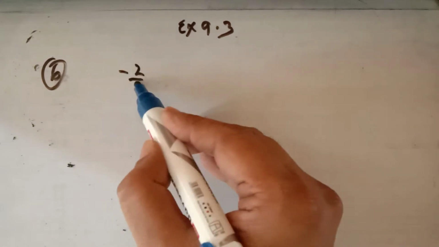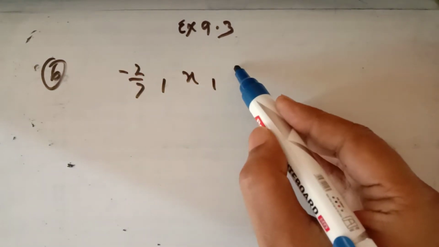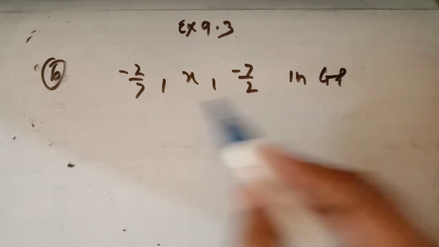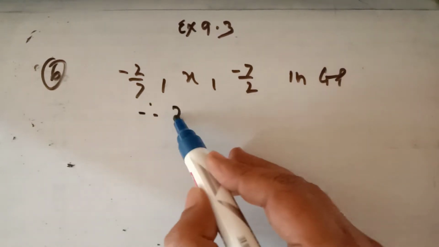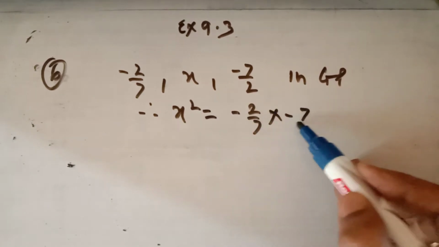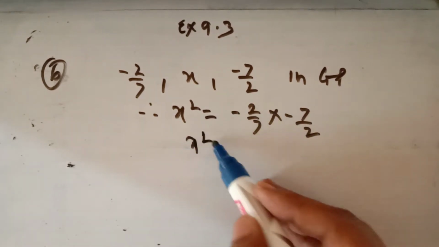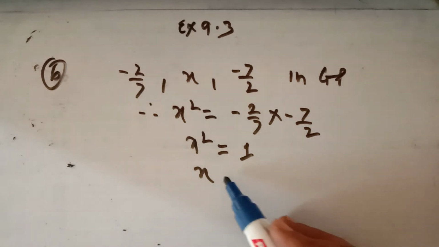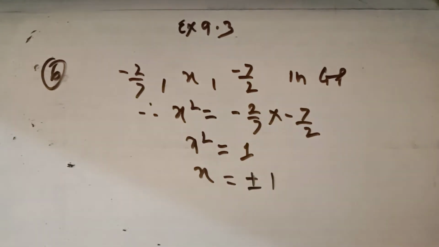if 2/7, x and -7/2 are in GP. We have discussed that if these three terms are in GP, then the square of the middle term is equal to the product of the first and last. So x squared is equal to 1, and the value of x will be equal to plus minus 1. So this is the value of x when these three terms are in GP.